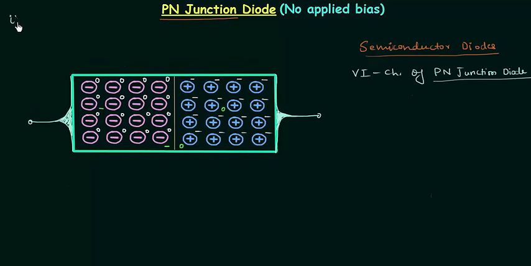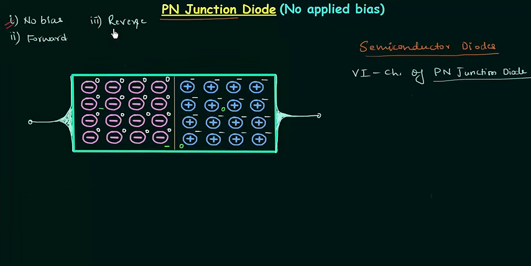First possibility is no bias condition. In second possibility, we have forward bias condition, and in third possibility, we have reverse bias condition. In this lecture, we will deal with no bias condition, and in the coming presentations, we will complete forward and reverse bias condition of the PN junction diode.